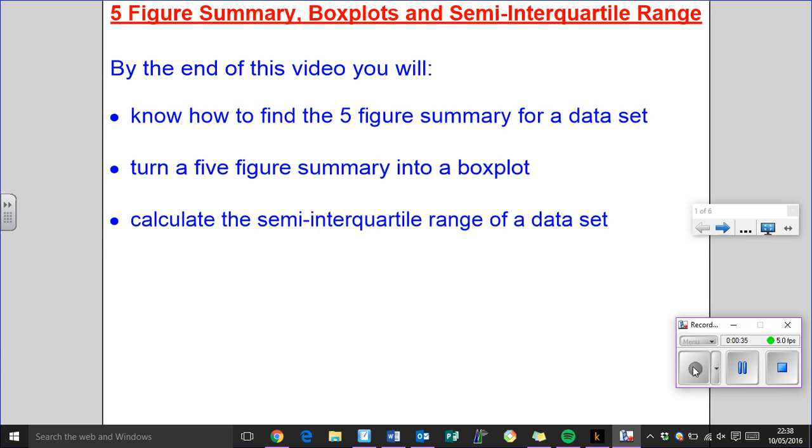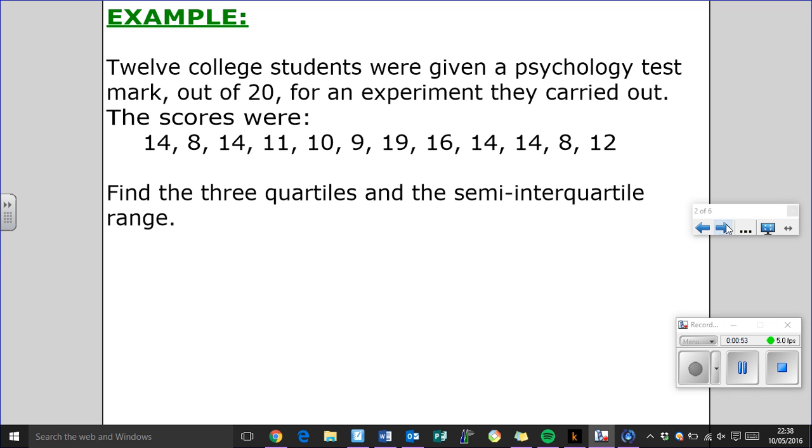Okay, so by the end of the video, you'll know how to find the 5-figure summary for a data set, turn that 5-figure summary into a graph that we call a box plot, and calculate the semi-interquartile range for a data set. All of that is really, really straightforward. So I'm just going to go straight in with an example.